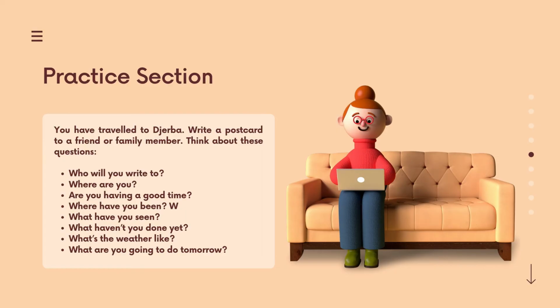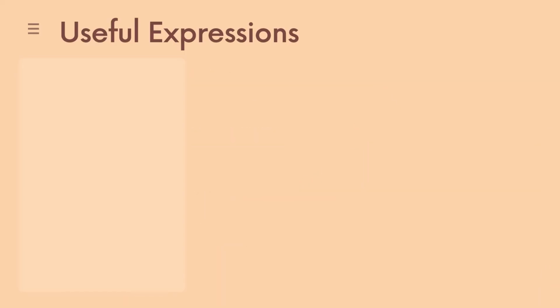Now let's move on to the practice section. After learning about the elements needed to write a postcard, write one in the comment section below and I will correct it for you as usual. Here is the question. You have traveled to Jerba. Write a postcard to a friend or family member and think about these questions. Who will you write to? Where are you? Are you having a good time? Where have you been and what have you seen? What haven't you done yet? What's the weather like and what are you going to do tomorrow?